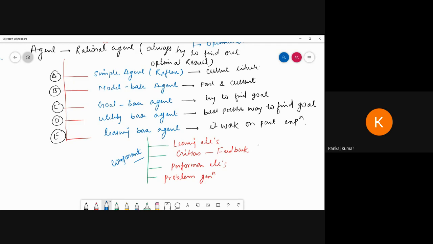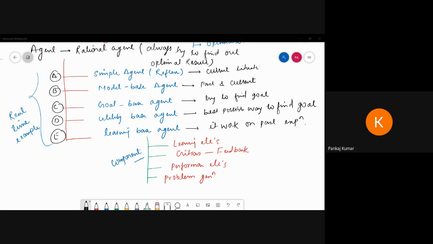These things are important for your theory and exam, and they will ask you to define a simple agent with an example. We should go through real time examples for all these four types. Is it clear?